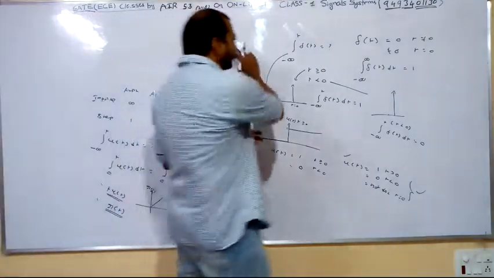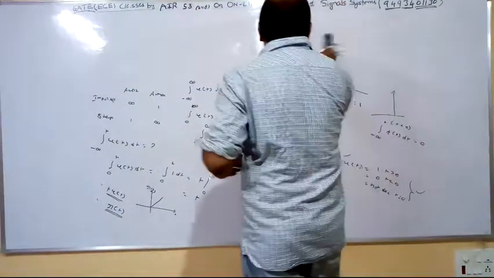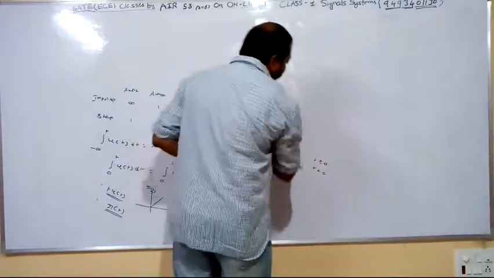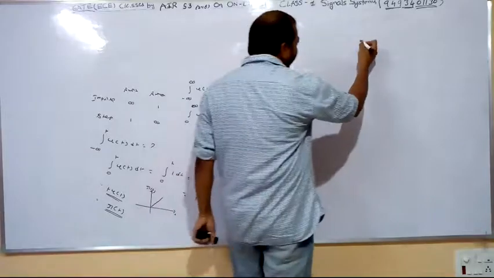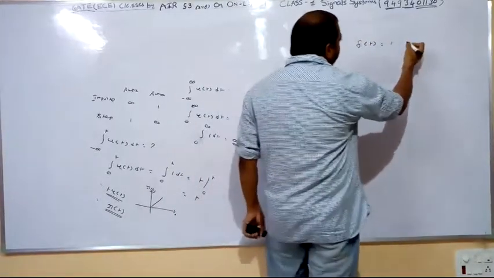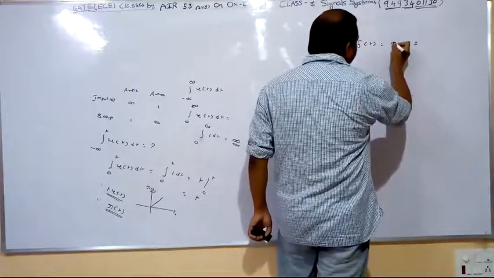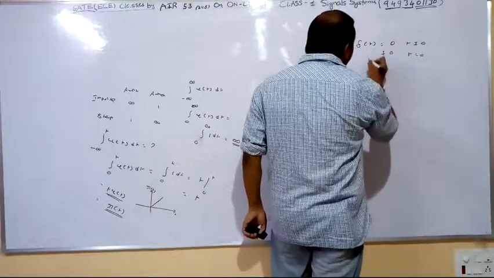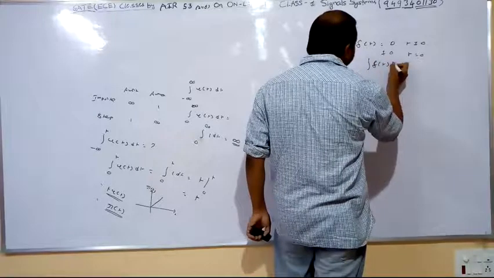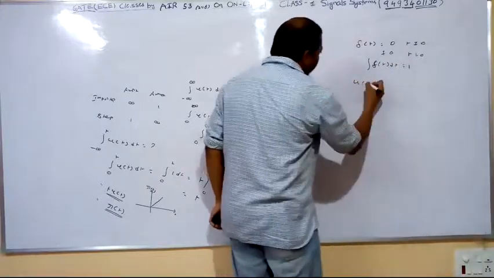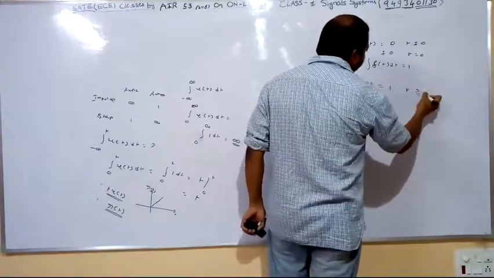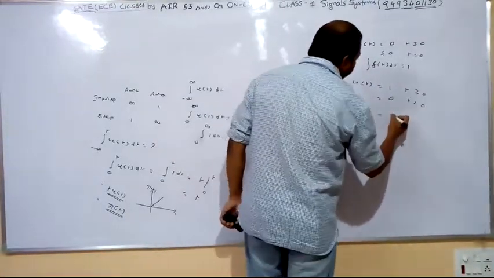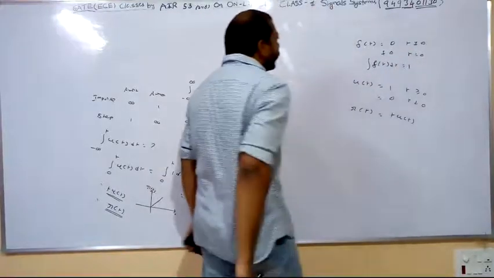Finally, we can conclude three basic signals: impulse, step signal, and ramp signal. For the impulse signal, del of t is equal to 0 for t not equal to 0, and it is not equal to 0 for t equal to 0, and the integration of del of t dt is equal to 1. The step signal u of t is equal to 1 for t greater than or equal to 0, and 0 for t less than 0. And r of t is equal to t into u of t.